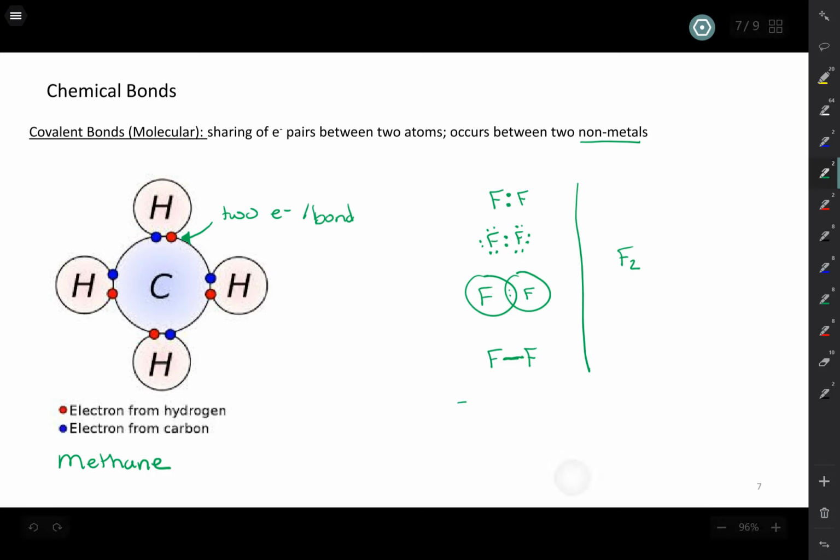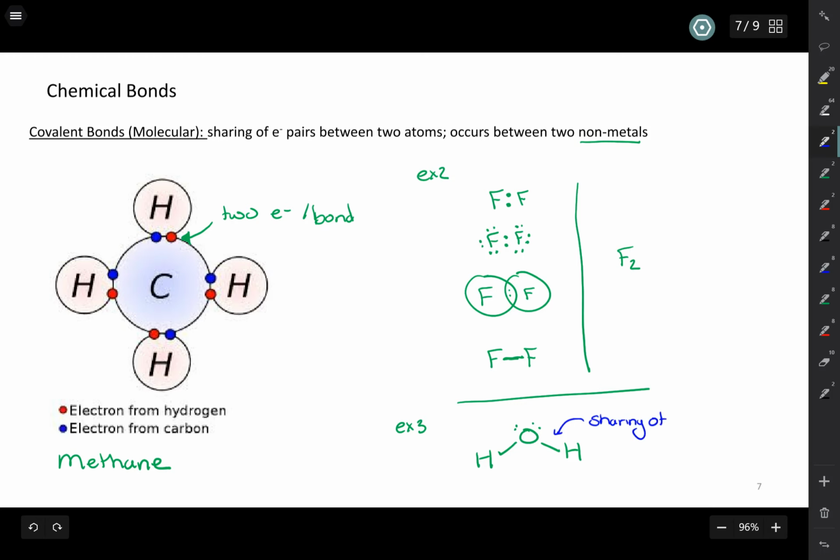One more example is water. You've probably seen this before, where the lines represent sharing of 2 electrons. Let's do that in a different color. And then the individual dots are non-bonding electrons. Great.